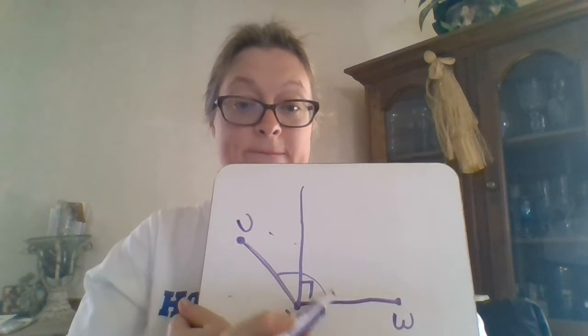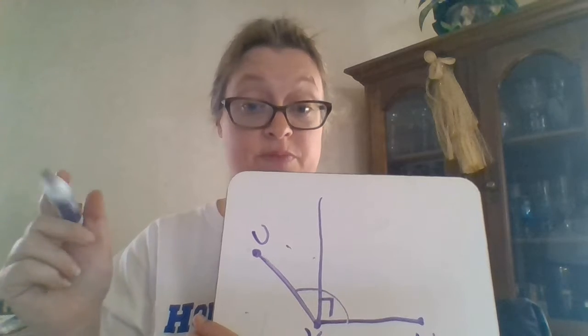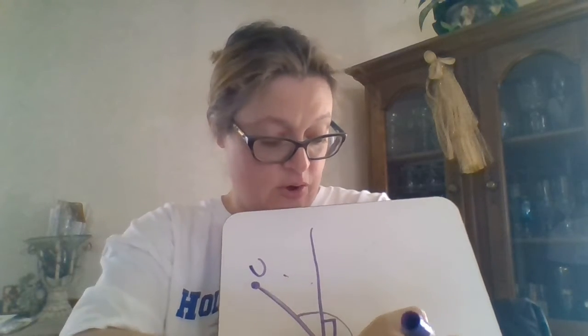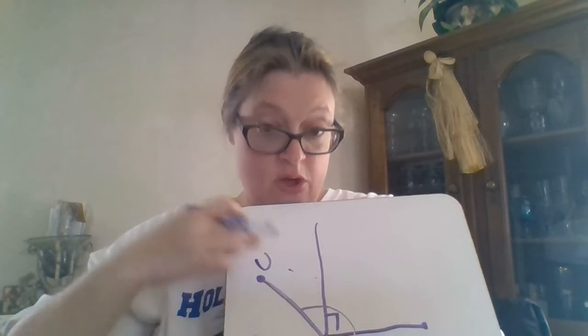But we need it to be bigger than that. We need it to be opened more. So this angle would be obtuse. And that's a nice little sneak peek of what we're going to be doing as soon as we come back from spring break. All right.